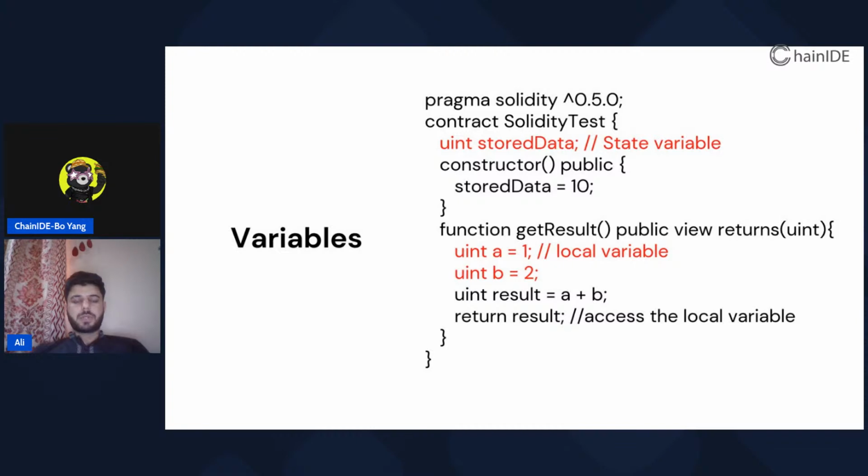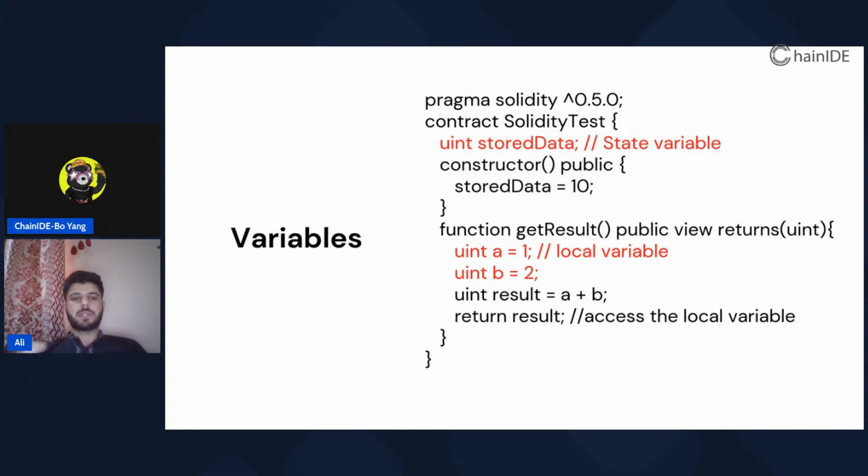Variables. If we talk about variables, there are three types of variables in Solidity: state variables, local variables, and global variables. If we define a variable after the declaration of a contract but not in a function, that is known as a state variable. And the other one is the local variable. Local variables are defined inside the function.